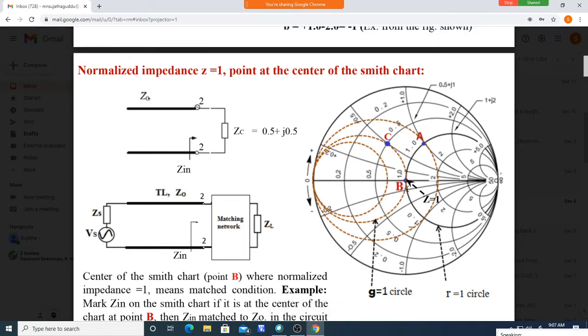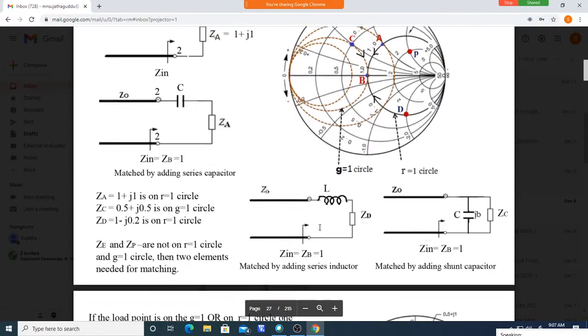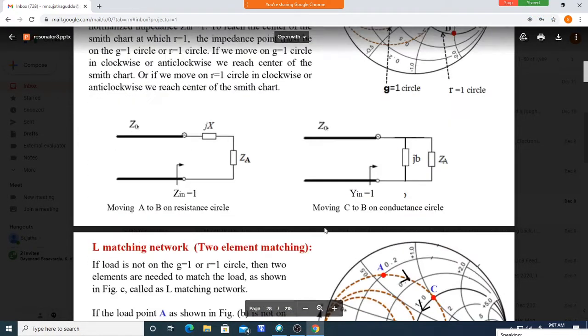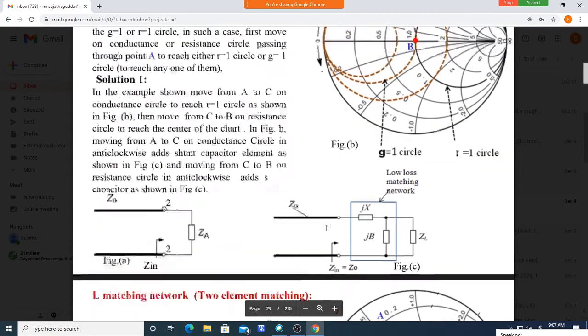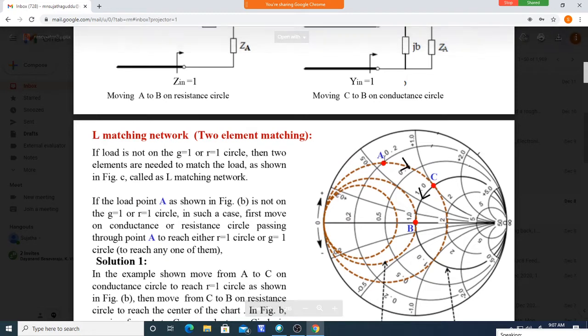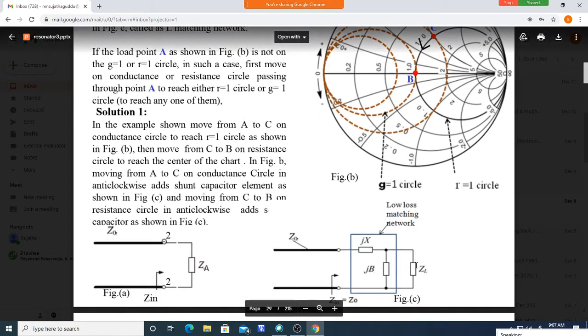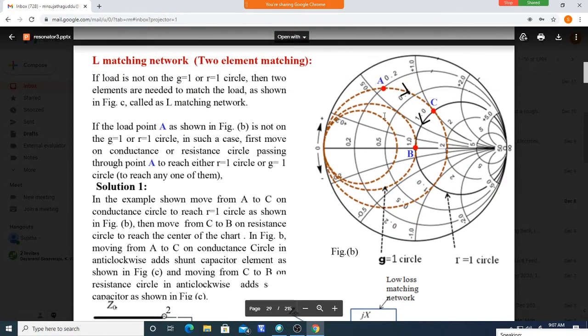Now what we have to do to get the values of inductor and capacitor? See, in the previous class, we were observing this. This is the problem we have taken. So this is a load. To get the value of inductor and capacitor, we have to move over a conductance circle or resistance circle from the point A. This load is given here, and we should mark that over the Smith chart. So this is the marking of the load here.